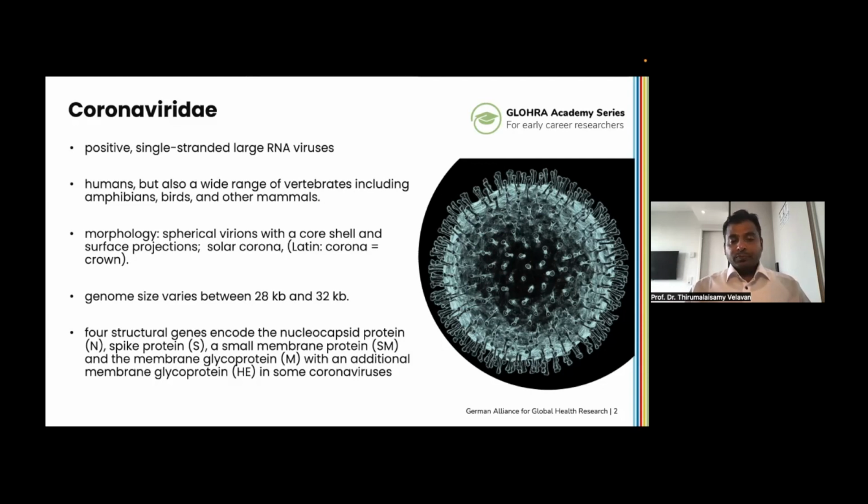As known, any given virus has to be coded by different proteins. So obviously these proteins are coded by genes. You have 4 structural genes like in SARS-CoV-2, which are the nucleocapsid protein, the spike protein, a small membrane protein, and a membrane glycoprotein. And in addition, there are some coronaviruses which also have membrane glycoprotein.